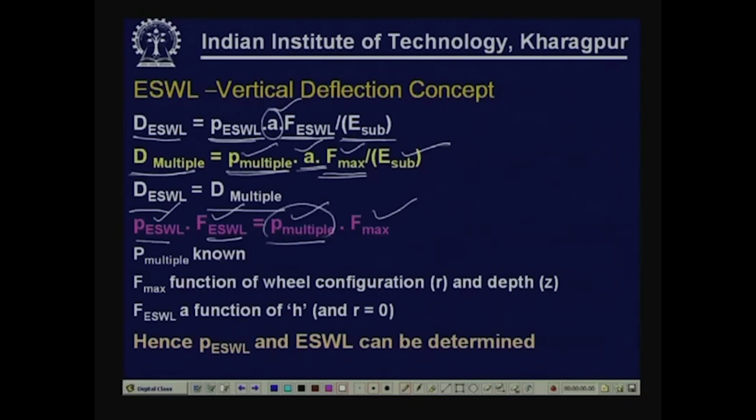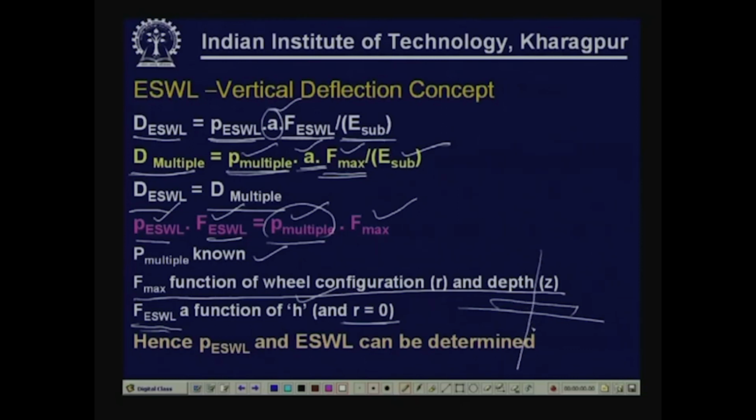P multiple is known. F maximum is a function of the wheel load configuration, that is with reference to any one single wheel load, where R and Z are for the points at which we are exploring to find out the maximum deflection. F equivalent single wheel load is a function of H, and obviously we are referring to R equal to 0 because maximum deflection is going to be produced along the axis of symmetry.